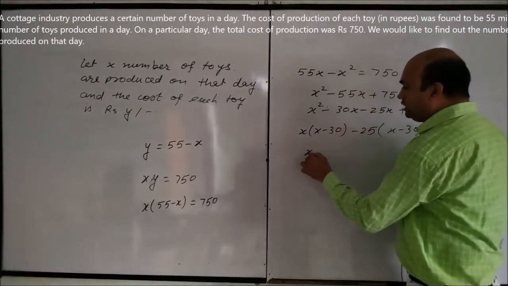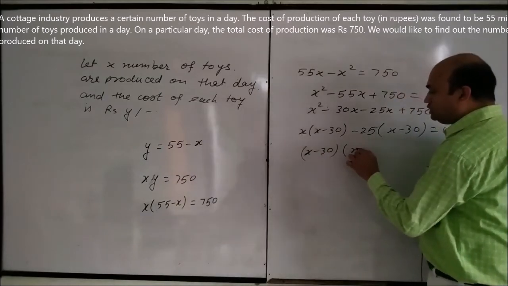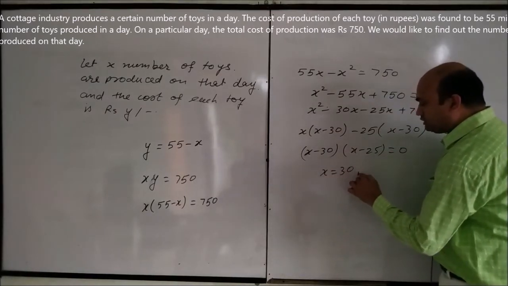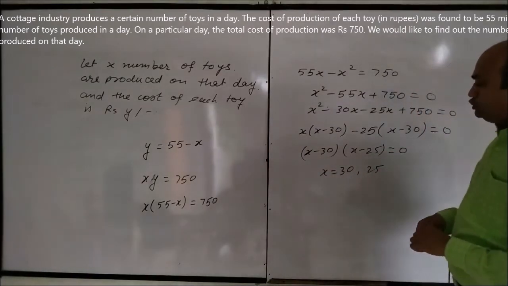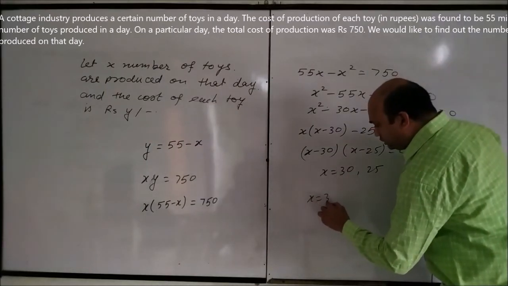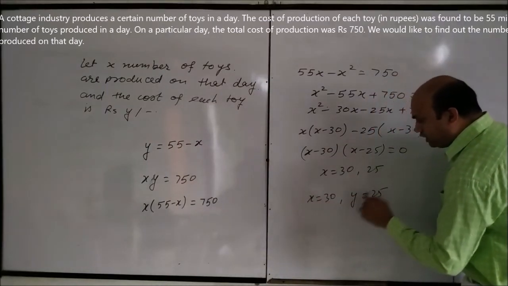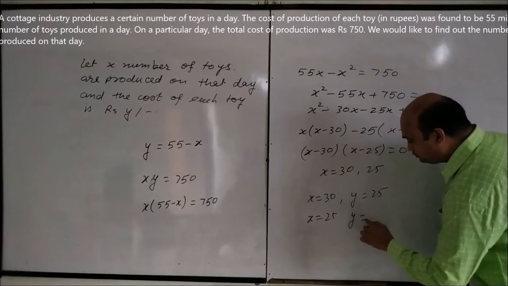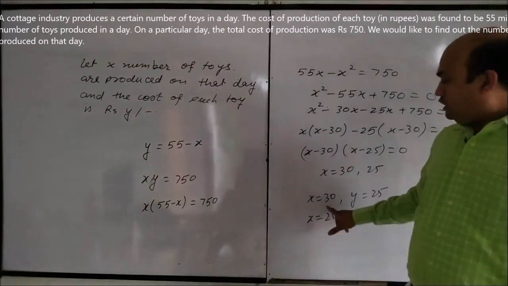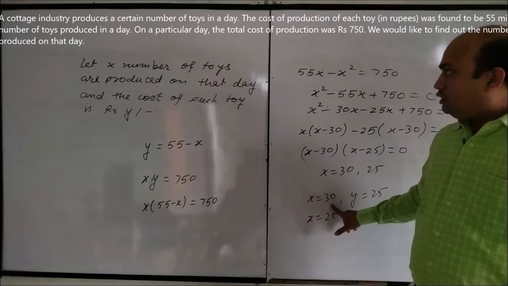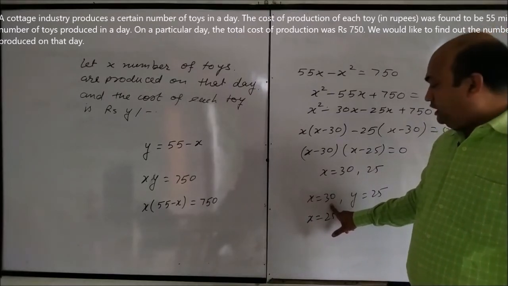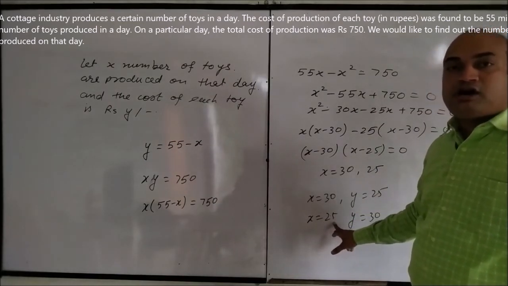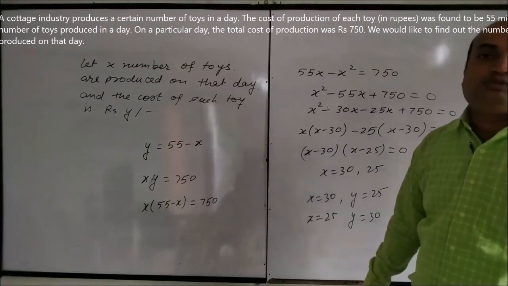From these two we take x minus 30 common, so another bracket we will get with x minus 25. Then the two values of x we will get are 30 and 25. You see, if we take x equal to 30, then y we will get 25, and if we take x equal to 25, then y we get 30. So if 30 toys are produced on that day, then the cost of each toy will be 25 rupees, and if 25 toys are produced on that day, then the cost of each toy is rupees 30.